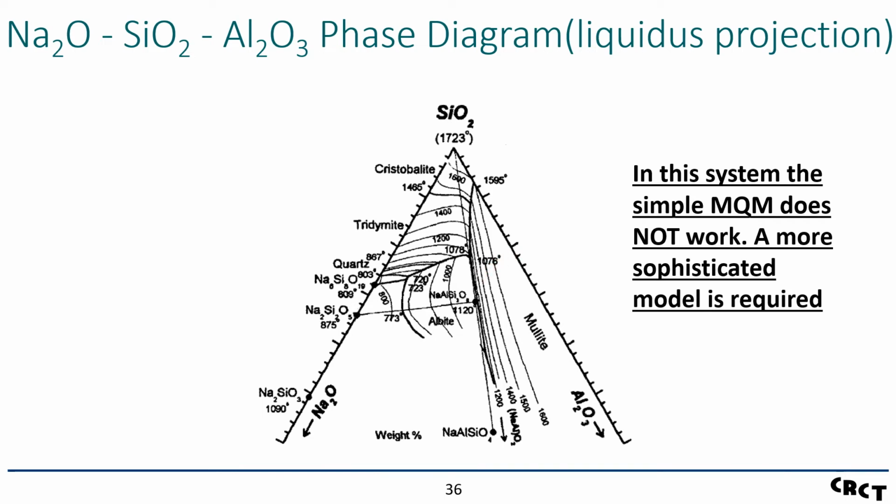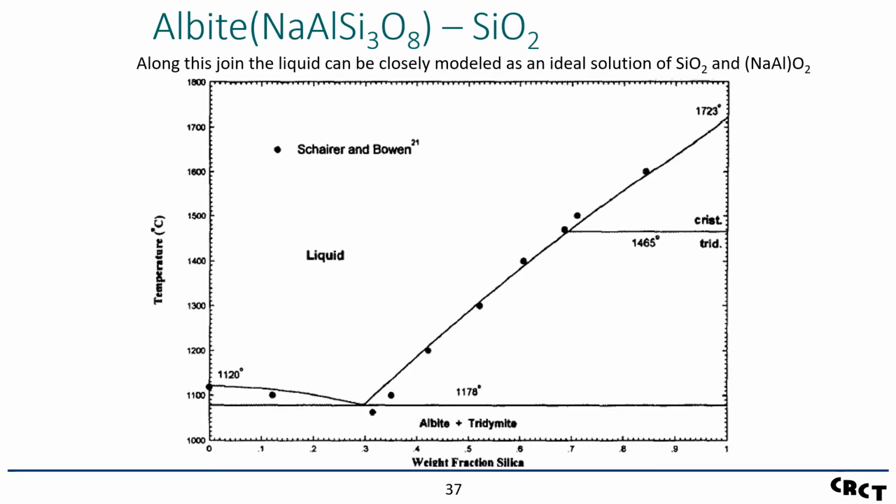There's no way that the modified quasi-chemical model, in the simple case that I just discussed, predicts this diagram. Well, let's look along that albite join. This is the silica-albite liquidus going from pure silica over here through albite. If you went further over here, you'd go to NaAlO2. Along this join, the liquid is closely modeled as almost an ideal solution of SiO2 and NaAlO2. So what does this mean?